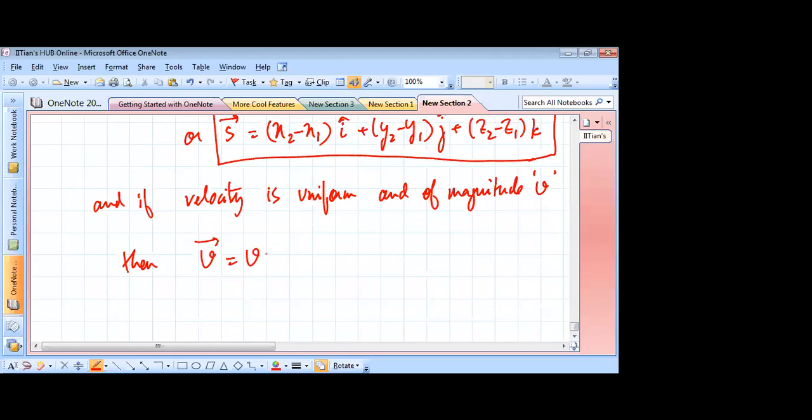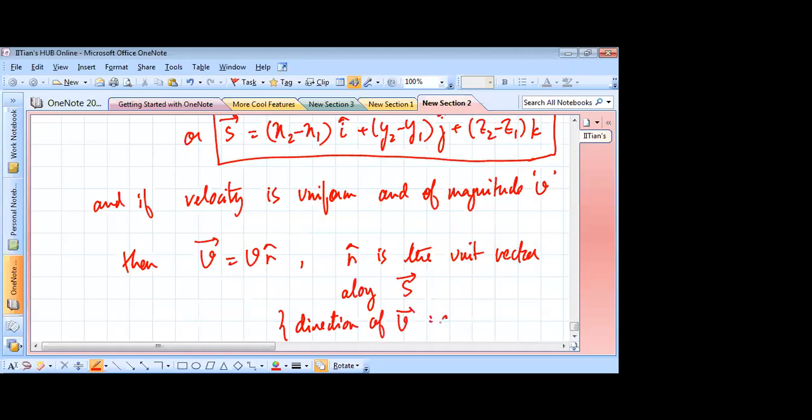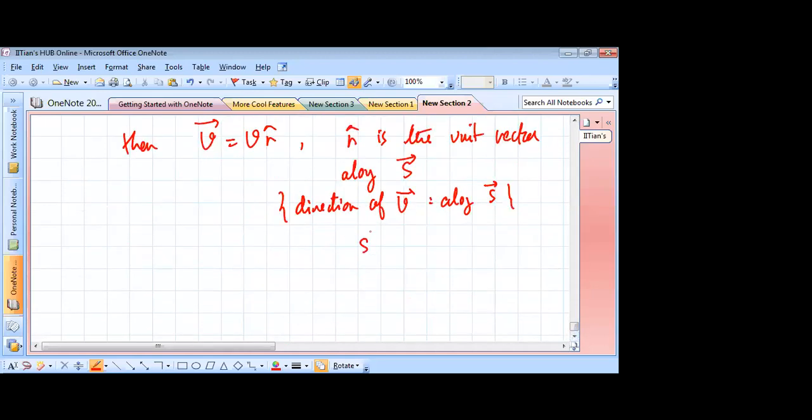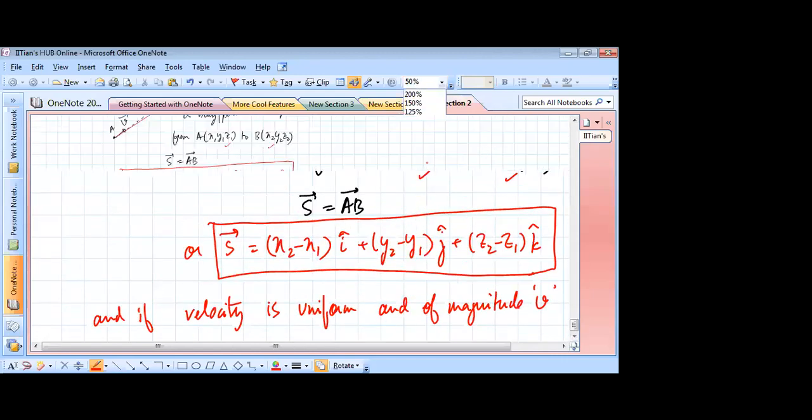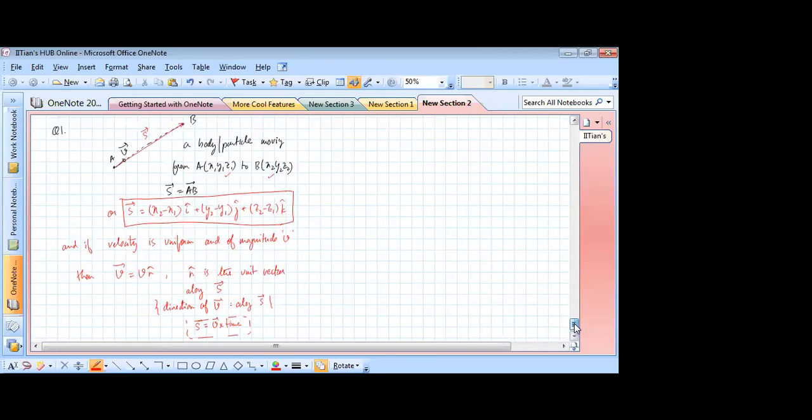It is that magnitude into a certain unit vector, where n cap is the unit vector along the displacement, because the direction of v is along the displacement, because velocity is uniform. You can see that displacement is velocity into time. So they must be parallel vectors, as you can see in the diagram above. Okay. So whatever the direction of line AB is, that is also the direction of my velocity, and that is the same as the direction of displacement.